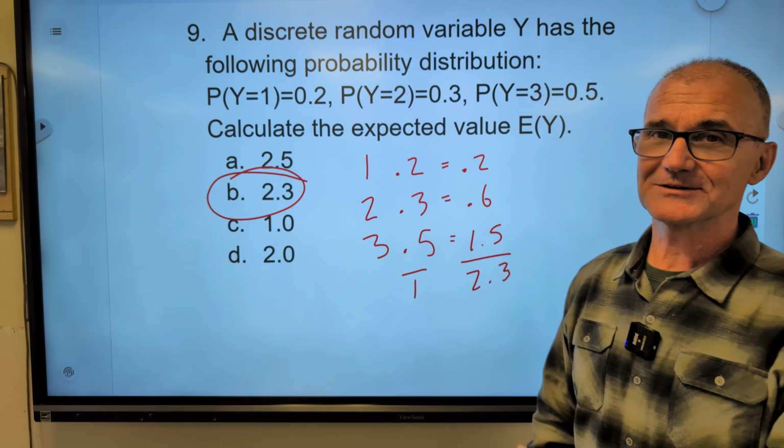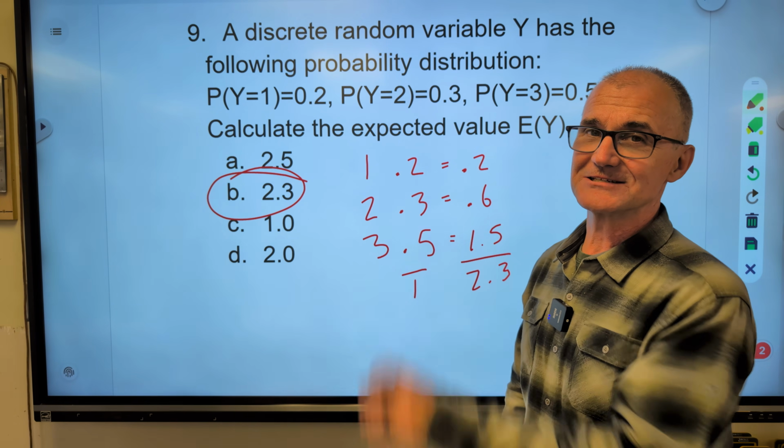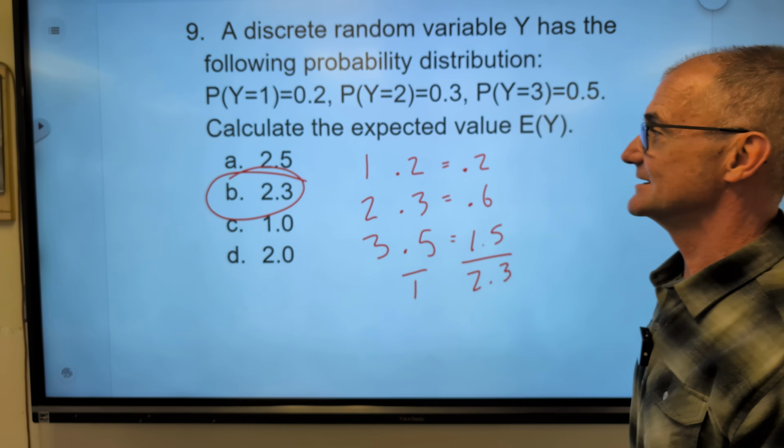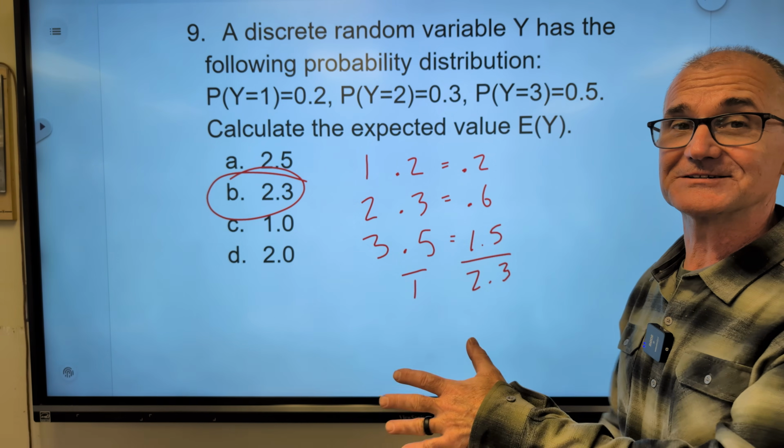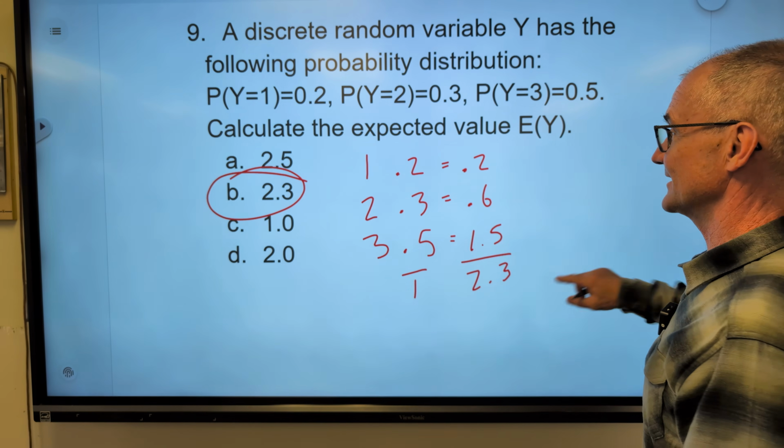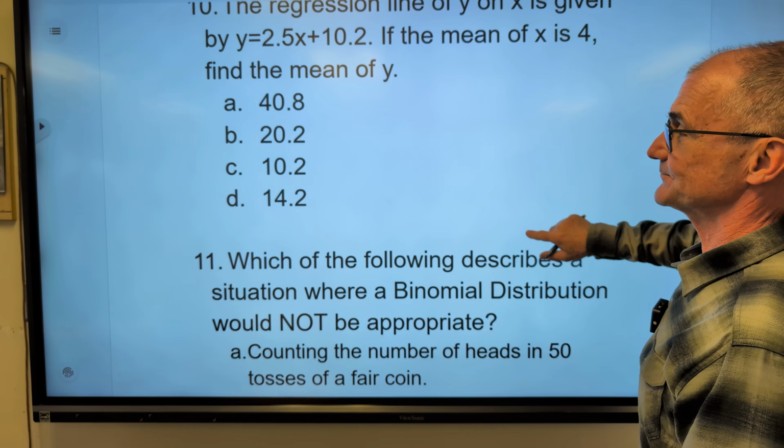You can see why this might be a good thing to review. A lot of this is really just decoding the words. So that's problem number 9. Are you still 9 for 9? Let's keep going. We have 5 more to go.